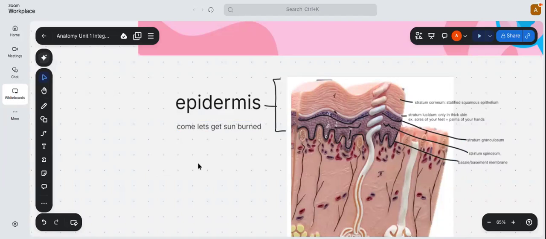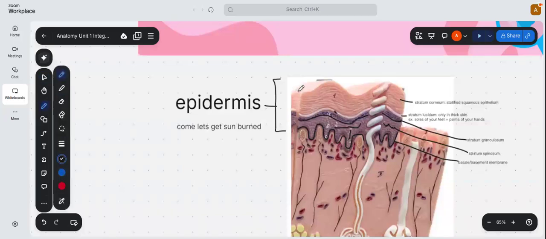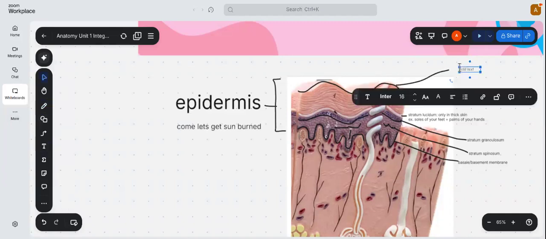One last thing that is good to keep in mind is that you have epidermal ridges. Epidermal ridges is basically just this wave over here. It's showing the texture of the skin. So the actual wave itself is called epidermal ridges.